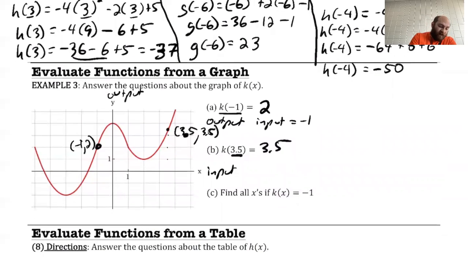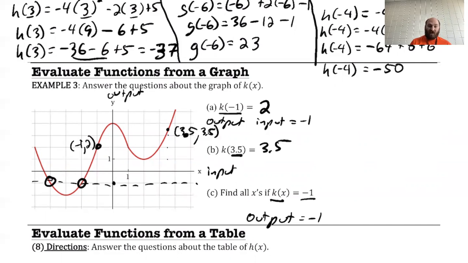Find all x's if k of x equals -1. So this is telling me that my output equals -1. This one's a little bit different. If I look at the graph, remember, output is the y-axis. So I'm going to come down here to -1, and let's draw this in. I like drawing it in this way with a horizontal line. Any of my outputs of -1 is wherever I cross. So it does it twice. So since I'm crossing there, that's 2 x values. x is going to equal, it looks like a -2. And so we got -2 and a -4.